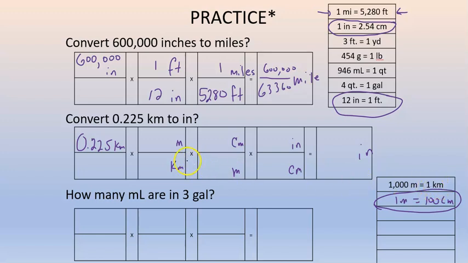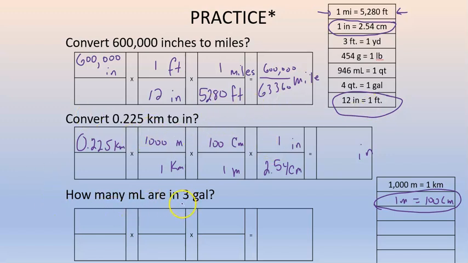I have 1 kilometer equals 1,000 meters. I have 1 meter equals 100 centimeters. And I have 2.54 centimeters equals 1 inch. So in this case, I'm going to multiply those three top numbers, the 1,000, the 100, and the 0.225, and divide that by the 2.54. So go ahead and try that with your calculator.